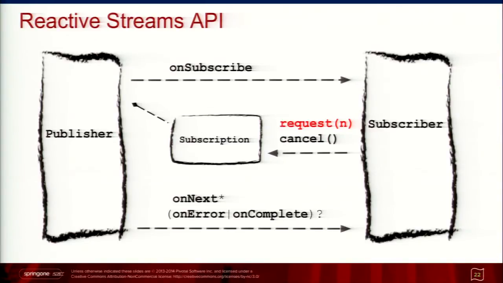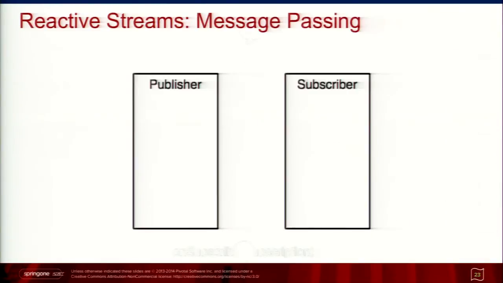It's asking for more items to be passed or saying cancel, and the publisher has the ability to pass data, that's the onNext method, or to pass onError, onComplete signals, and that should be familiar from even things like Java Future. So now we have a little animation going. So yeah, we tried hard to have a kind of animation, but anyway, Google Slides are quite hard to handle.